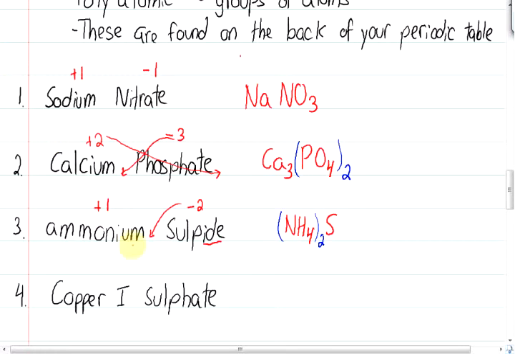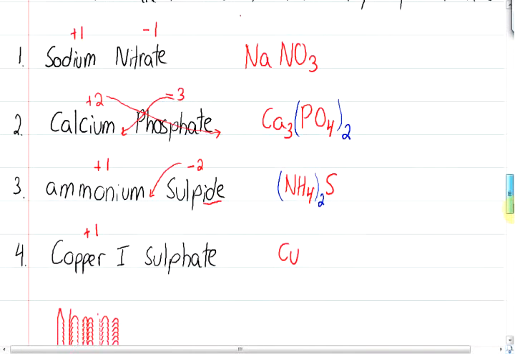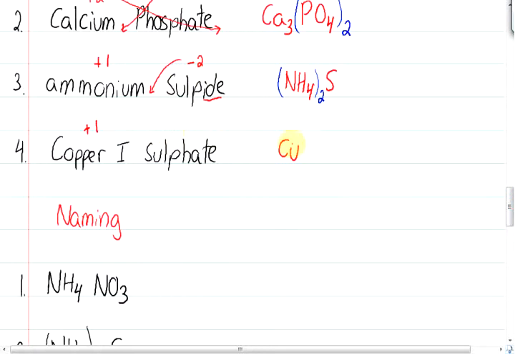My last example, copper 1 sulfate. The Roman numeral tells me copper is going to be a +1 charge, so Cu will be its symbol. Sulfate is SO4, and it is a -2. Okay, when I do my crisscross, I'm going to put the 2 here with the copper. Copper does not need brackets because it is from the front of the table.